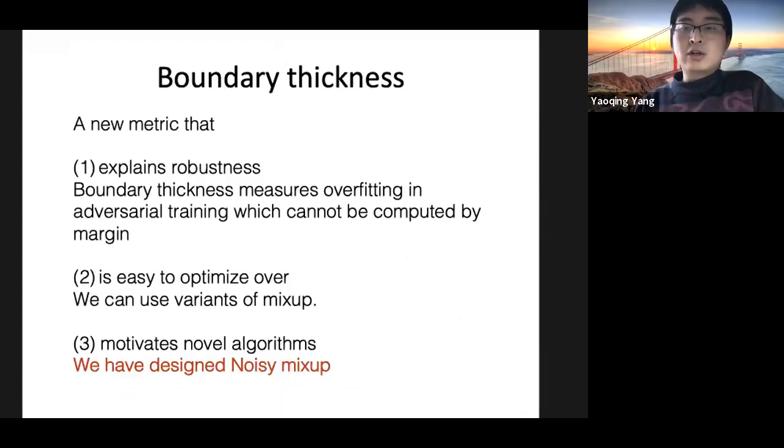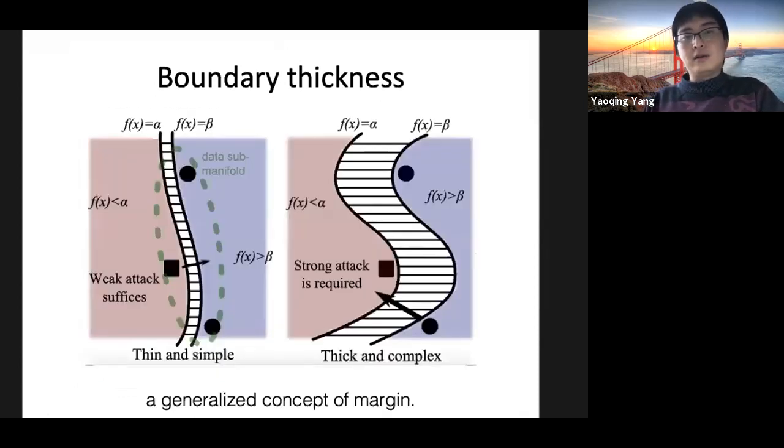Yeah. So let's go back to our summary slide. Now we have put another bullet point here, which is that we have used the boundary thickness to motivate new algorithms during training. So I guess this is basically the summary slide. I can either stop here or stop on this picture of boundary thickness in case you have more questions. And thanks for listening to my talk.